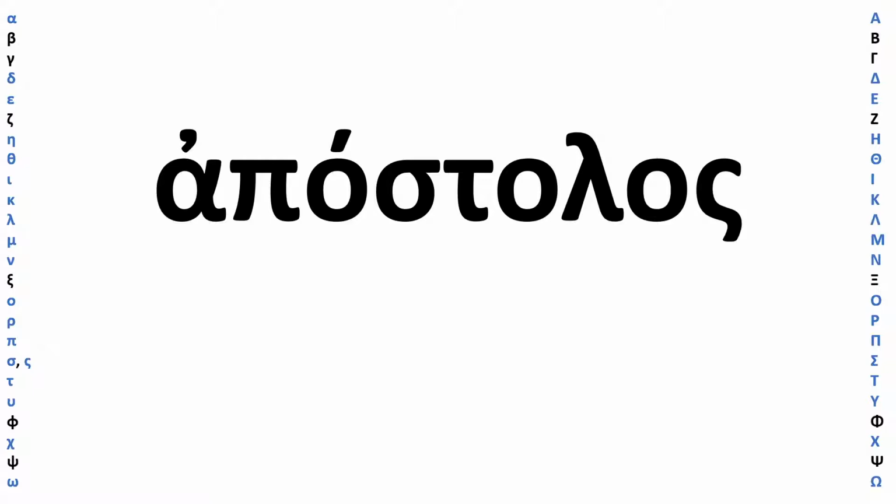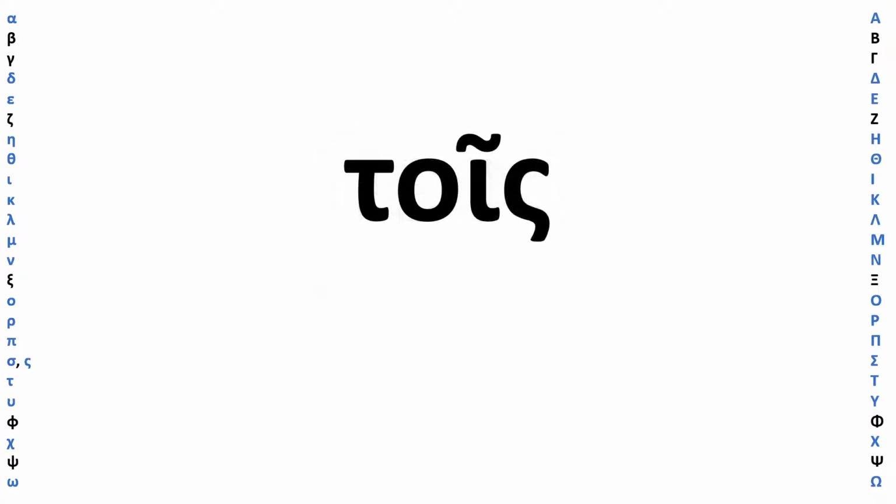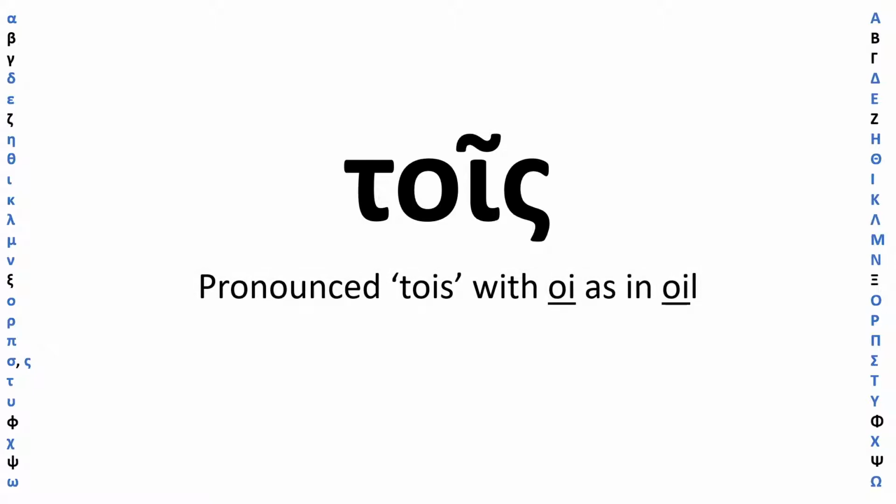Then we have apostolos, theou, tois. And notice the omicron iota in the middle is pronounced oi, as in oil, so tois.